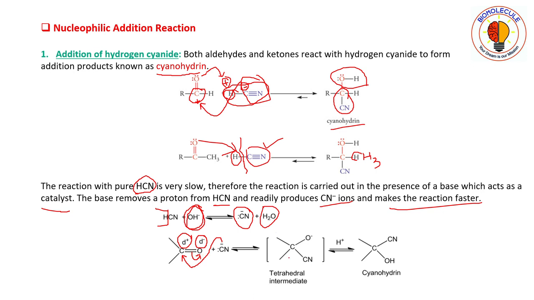So we get a tetrahedral, alkoxide intermediate, as discussed in the previous class. This is an example of nucleophilic addition followed by protonation. First the nucleophile adds to the carbonyl carbon, and the alkoxide intermediate forms. Later, protonation of the alkoxide intermediate by solvent molecules gives the final product. Here it is cyanohydrin.